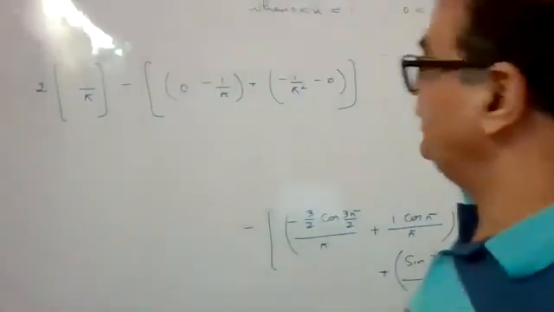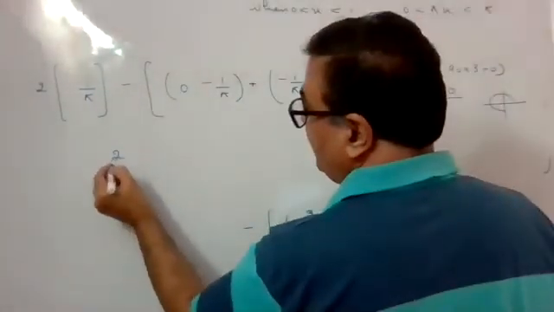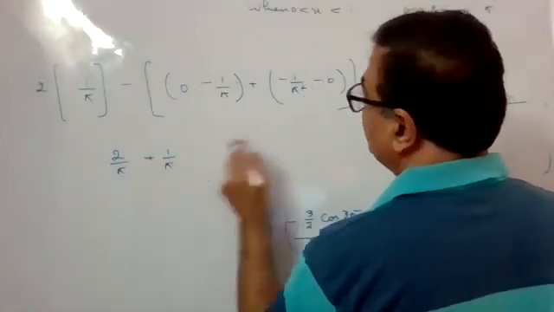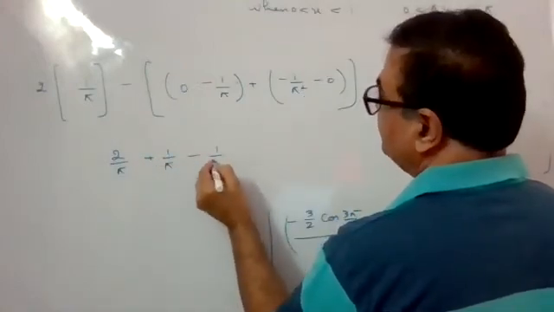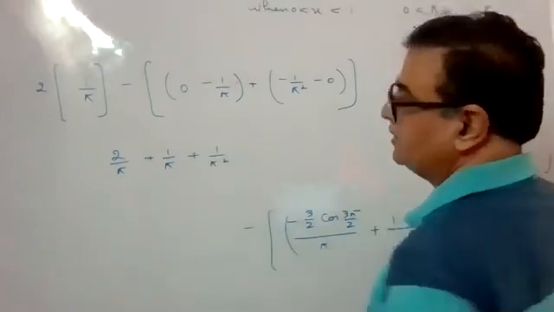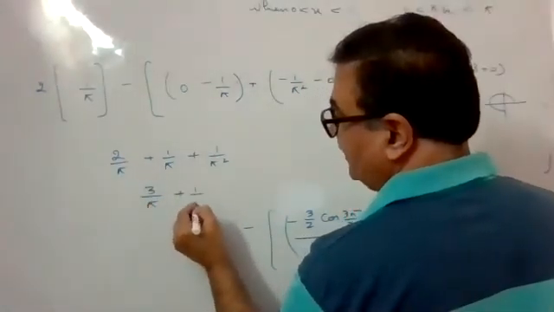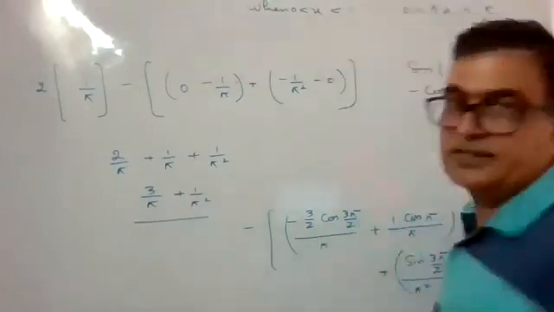Now when you solve it, it will come out to be 2 by pi plus 1 by pi, and then -1 by pi square, which also becomes plus. So the answer will be 3 by pi plus 1 by pi square. This is the answer.